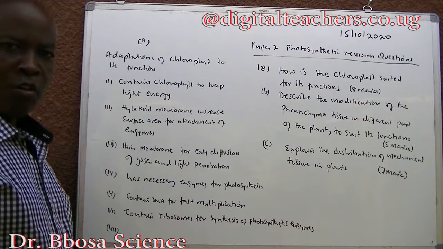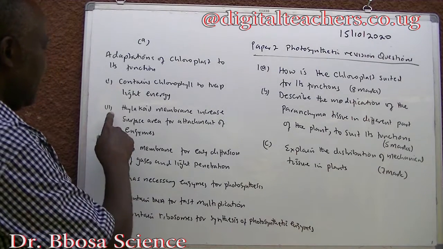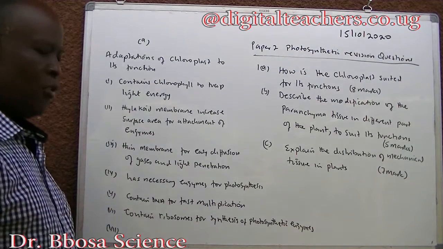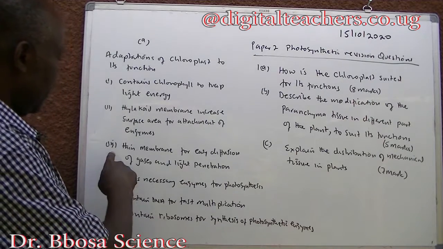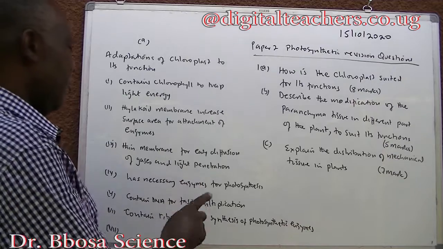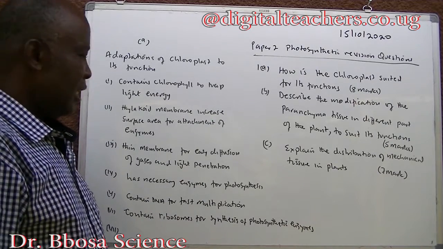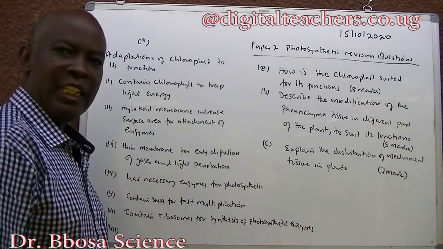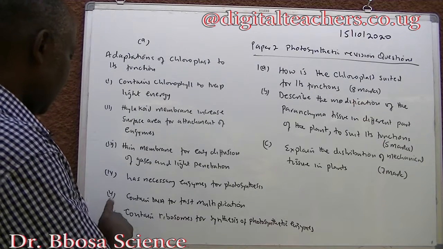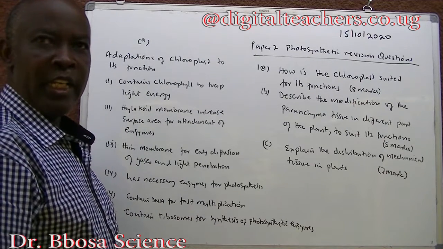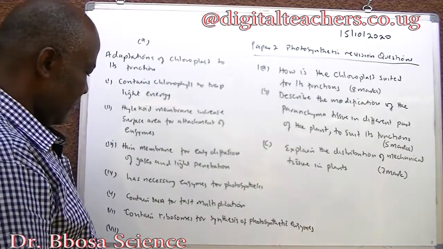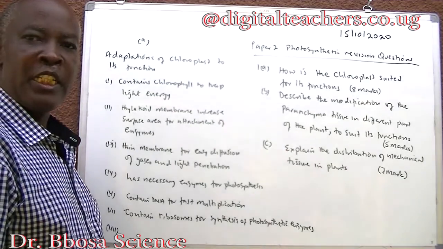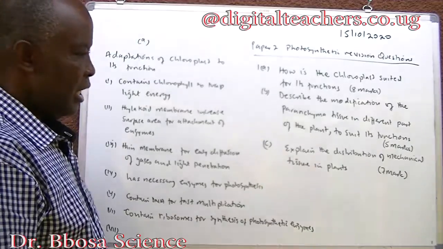1. Contains chlorophyll to trap light energy. 2. Thylakoid membranes increase surface area for attachment of enzymes. 3. Thin membrane for easy diffusion of gases and light penetration. 4. Has necessary enzymes for photosynthesis. 5. Contains DNA for fast multiplication. 6. Contains ribosomes for synthesis of photosynthetic enzymes.